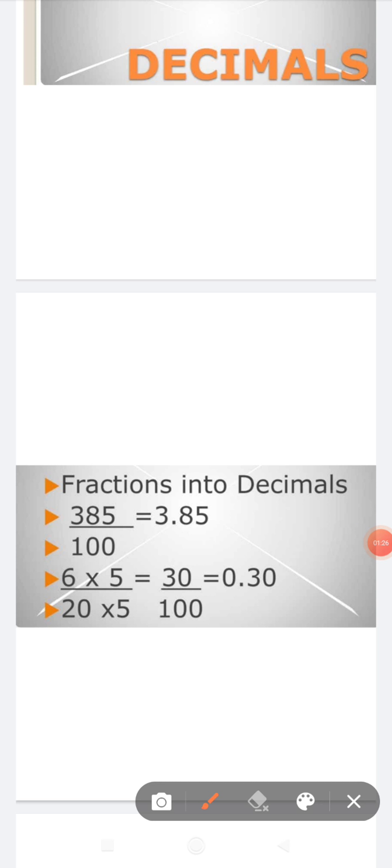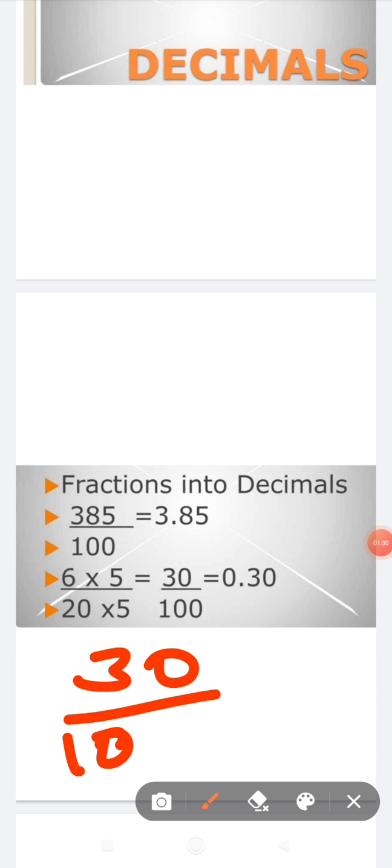How can you represent this? Again, you get 30. There are 2 zeros, so after the 2 digits you need to make a decimal point. So what comes now? 0.30, isn't it? So this is our answer. Just like this, you need to change a fraction into a decimal.